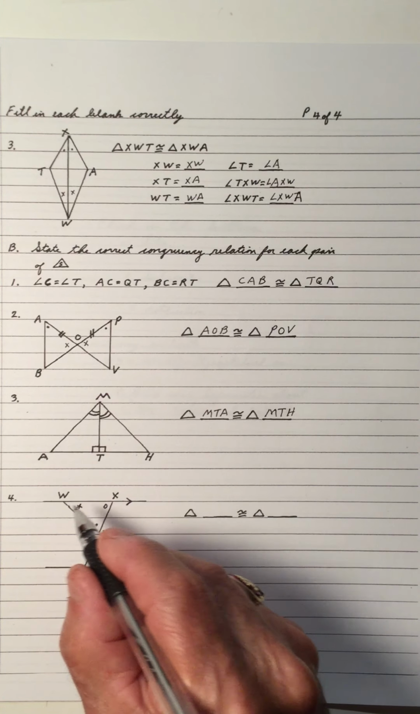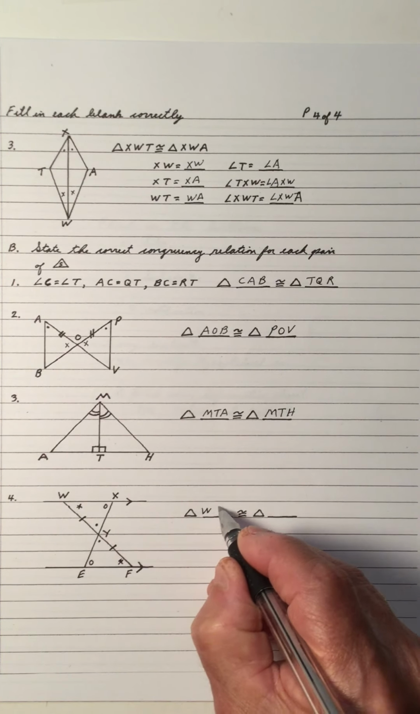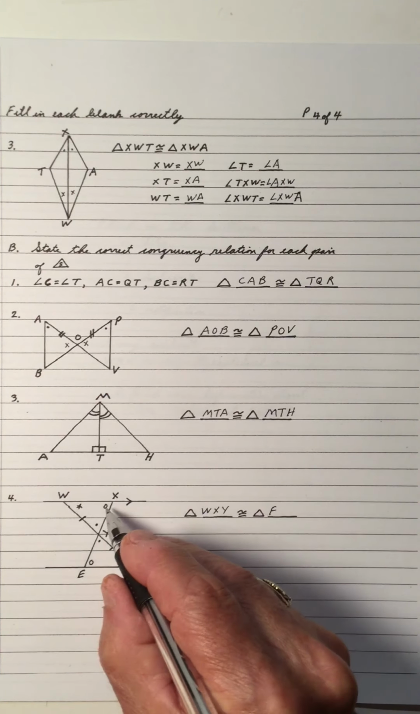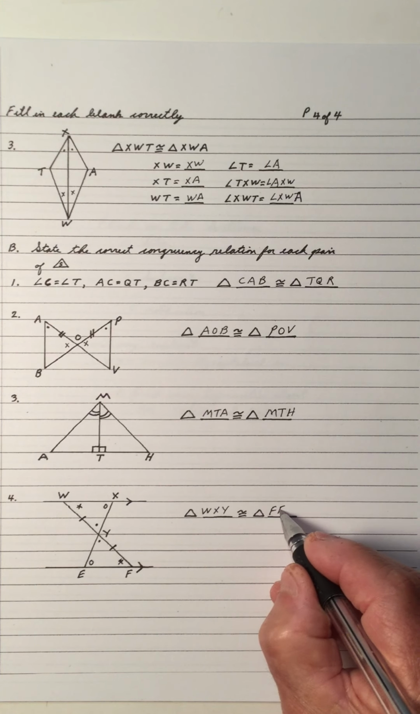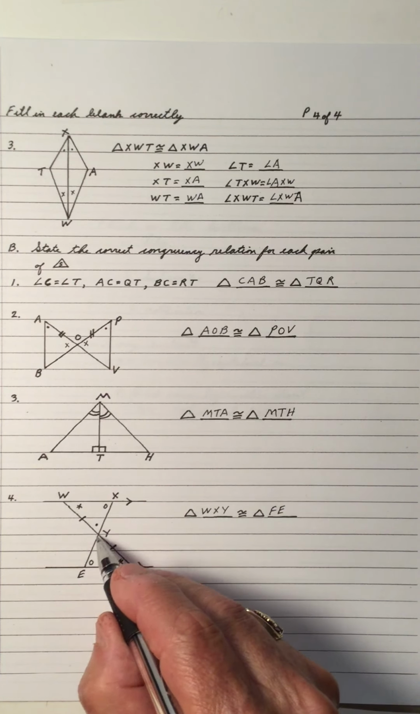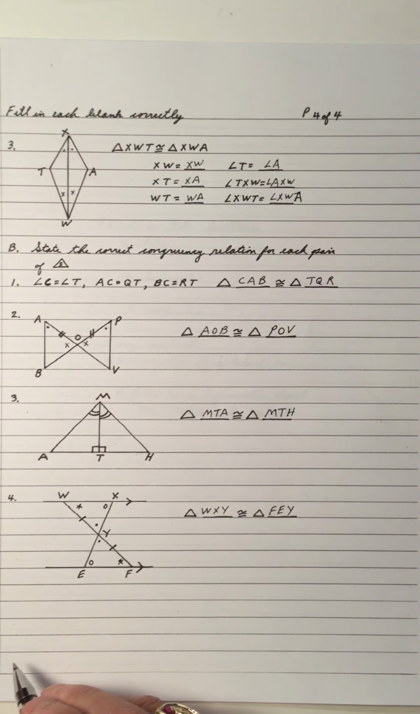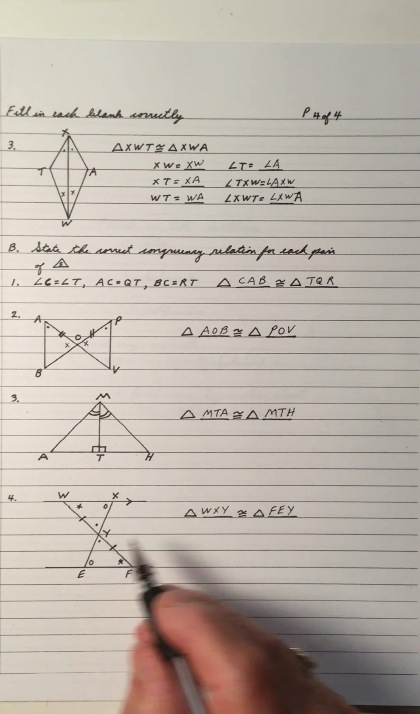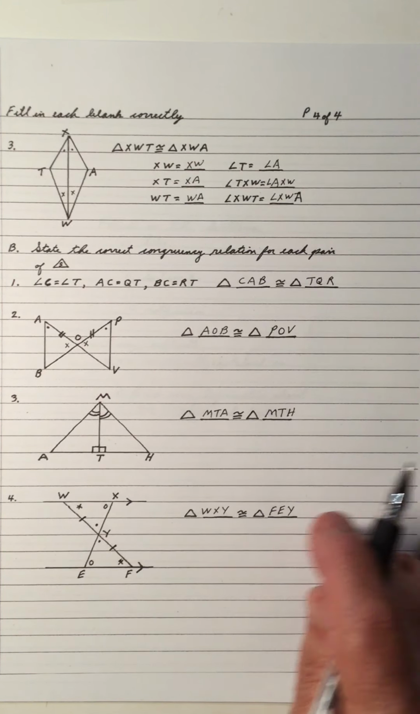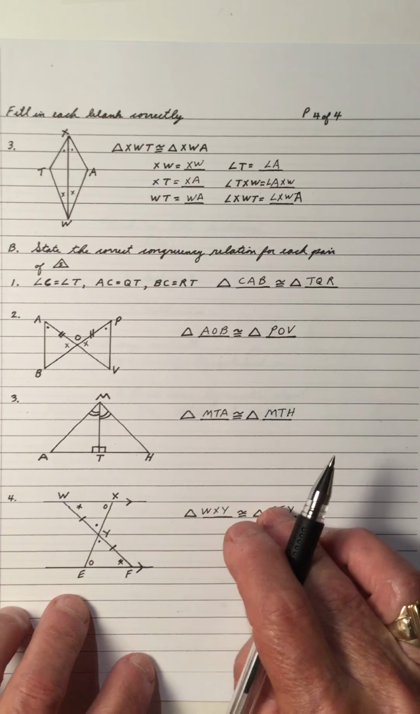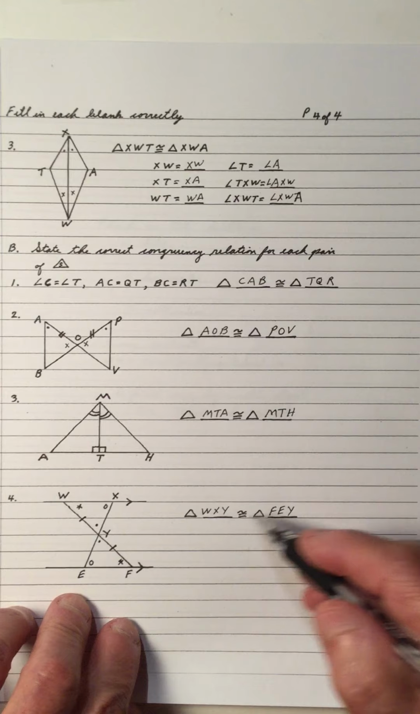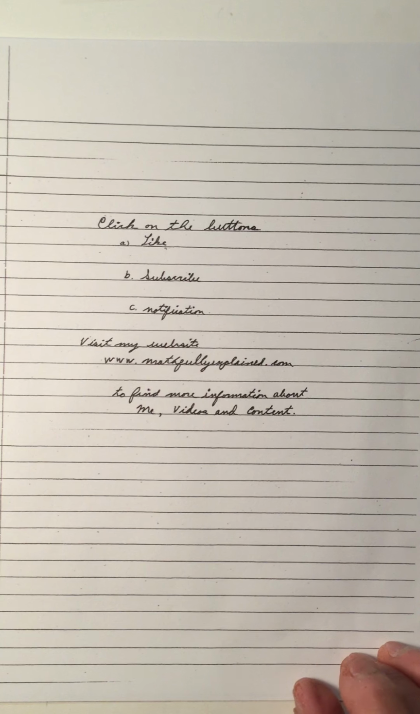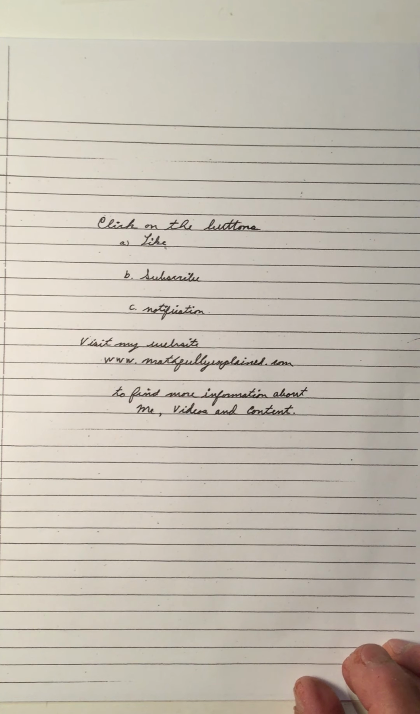So if I go with triangle WXY, W goes with F, X goes with E, and Y goes with Y. Vertically opposite angles are equal. So just check, I've got WY equal to FY. So the triangles are labeled as congruent. That's the correct matching. And that's just naming the properties of the congruent triangles, what parts correspond, corresponding sides equal, corresponding angles equal.